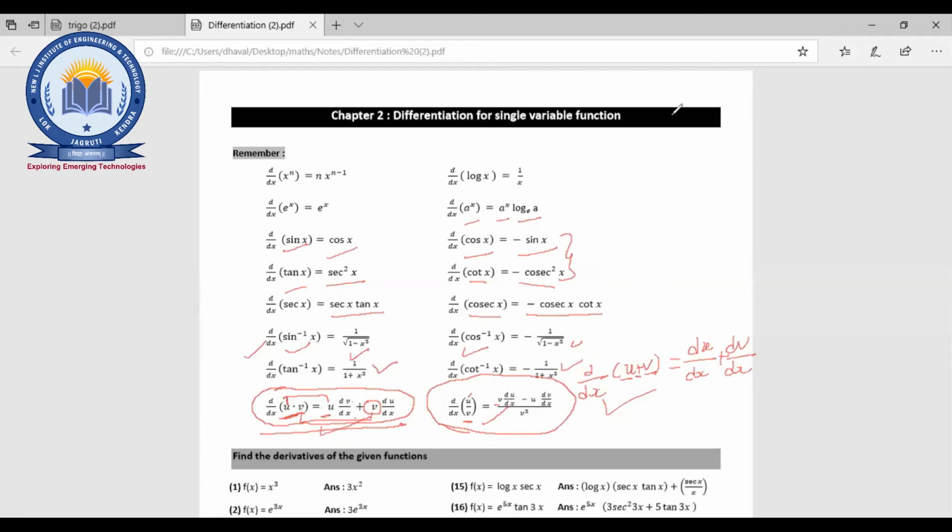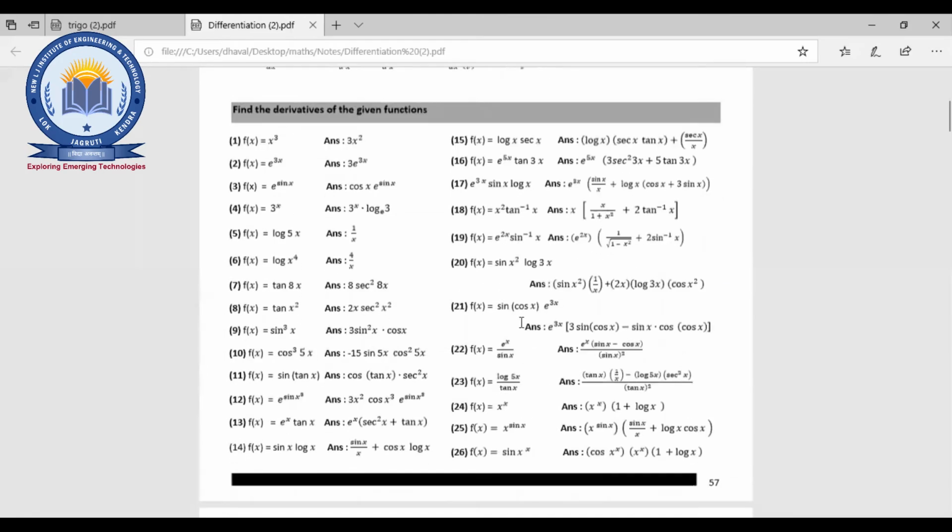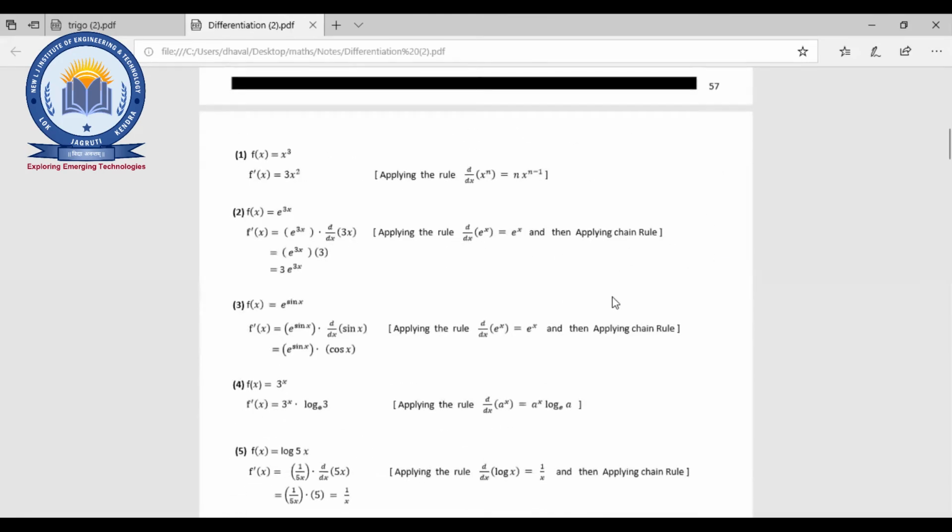Okay, so we'll move to the example quickly. First, before that, we'll go for the chain rule also. Sorry, what about sec inverse x and cosec inverse x? Okay, we'll see.